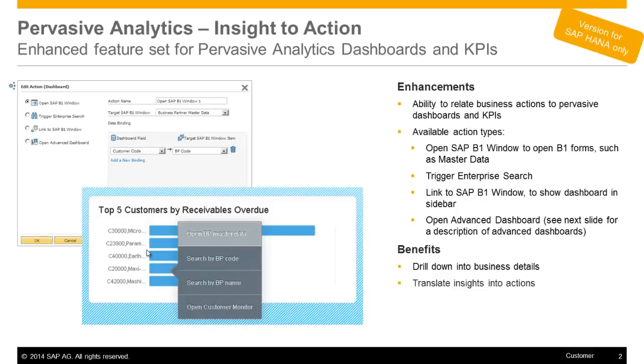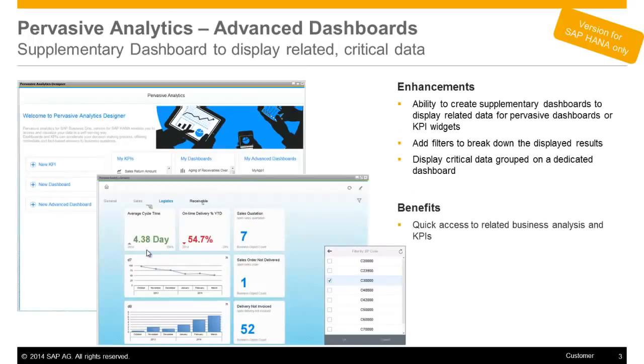And then also very new here is the Open Advanced Dashboard feature, which I will explain more in the next slide. With this innovative enhancement, it's now possible to drill down into business details and translate insights to actions. The advanced dashboard approach gives the ability to create supplementary dashboards to display related data for pervasive dashboards or KPI widgets. By adding filters, the dedicated dashboards and KPIs get broken down to the related data of the initiating source.